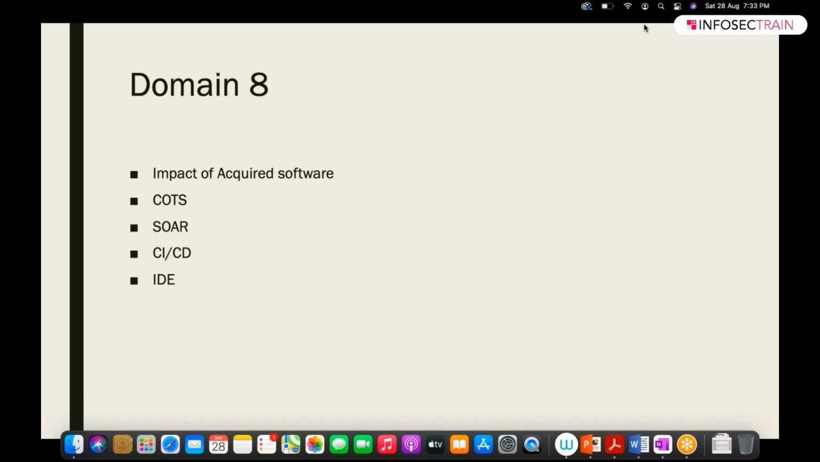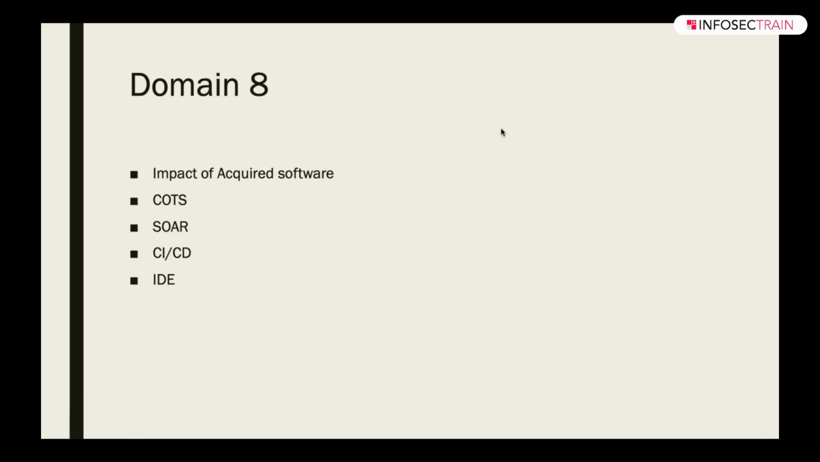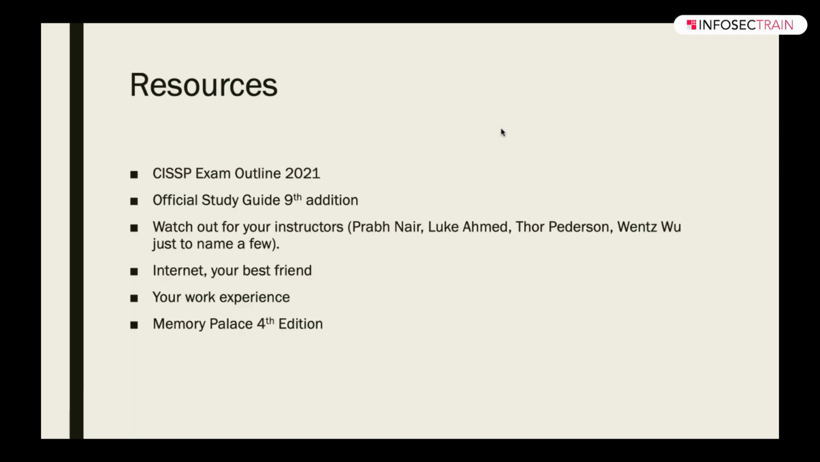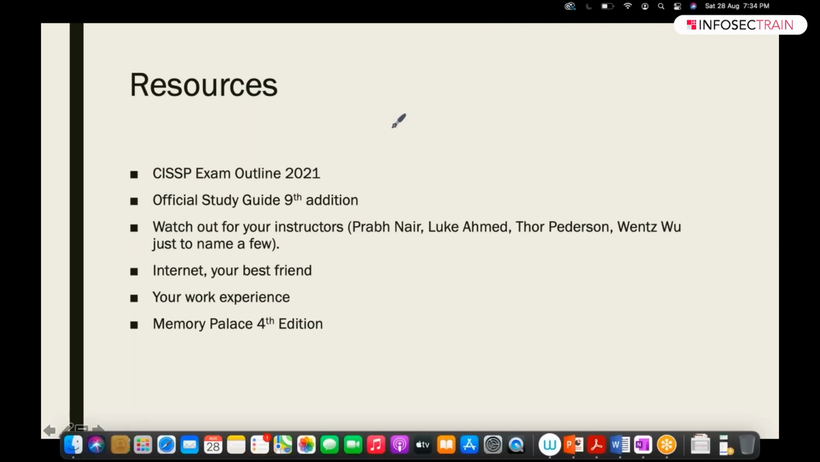Do we have any new topics, or any resource that we can use in order to prepare ourselves? Well, let's have a quick review of the resources. Well, CISSP Exam Outline 2021. This particular resource is your best friend.